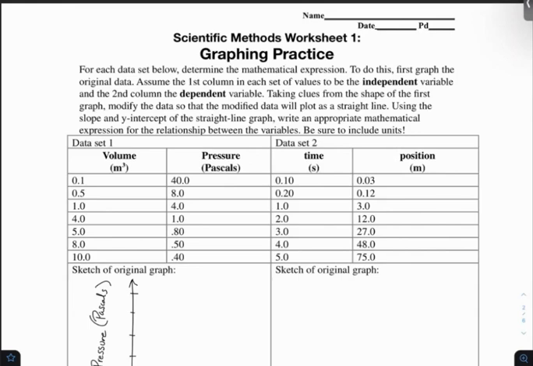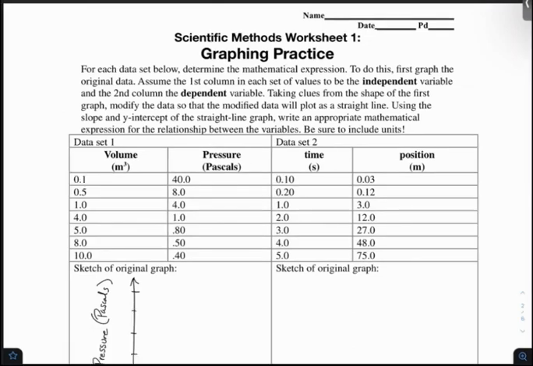Today, you guys are going to learn about linearizing a graph. This is the worksheet that we're going to be using. For each of these sets of data, you're going to start by graphing the data. Specifically, the first column is going to be on the x-axis because it says the first column is the independent variable. And the second column is the dependent variable. So this is going to be your y.